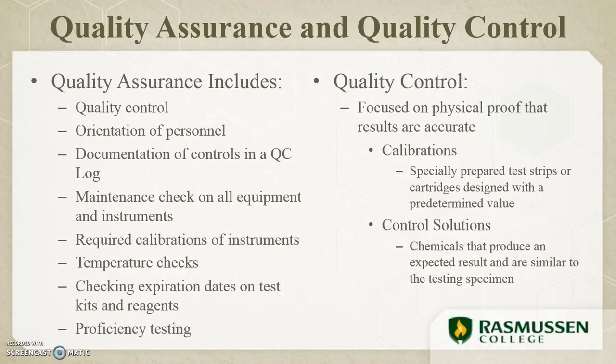Where a control solution is a chemical that produces the expected results for a test, and it's typically similar to that of your testing specimen. So if you have a quality control for urinalysis testing, the solution that comes is closely related to that of urine. It's not actual urine, but it's close enough. Same thing with certain quality controls when we're doing blood testings. Those samples or the chemicals that come are similar to that of the blood that we would run. Not necessarily blood itself, but chemically very close to it.